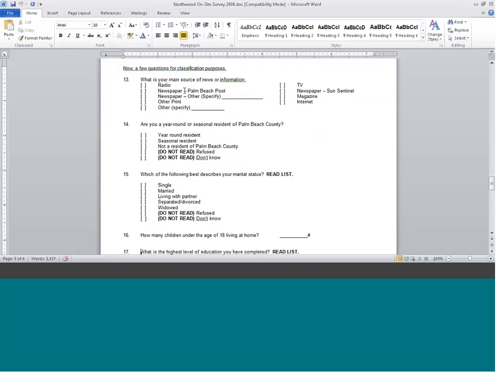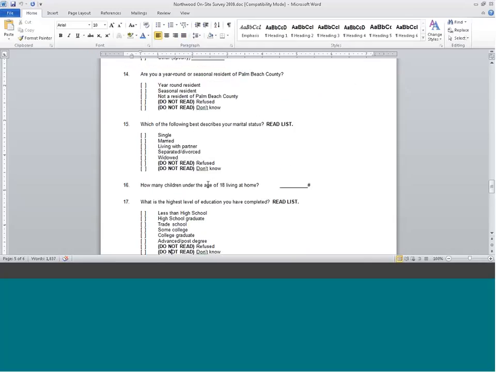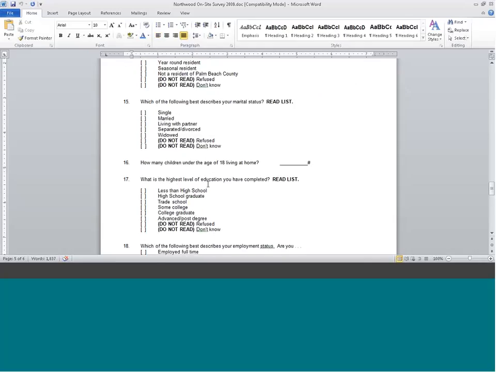Generally speaking, the demographic questions will be your independent variables on your detailed tabulations. So when we get to that, you'll see that a lot of the detailed tabulations, the columns, which will be your independent variables, will be based on things like this. Where do you get your news? Are you a year-round or seasonal resident? And are you married? Now, here's an interesting thing with "are you married?"